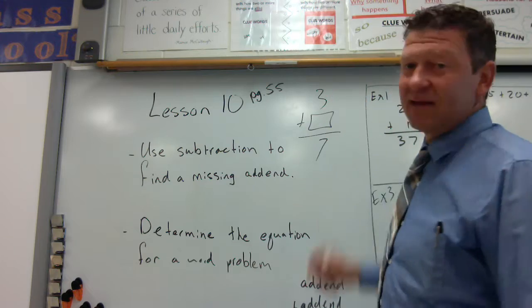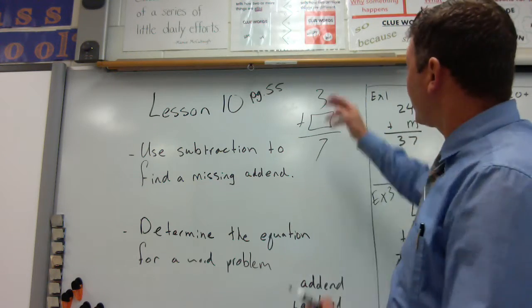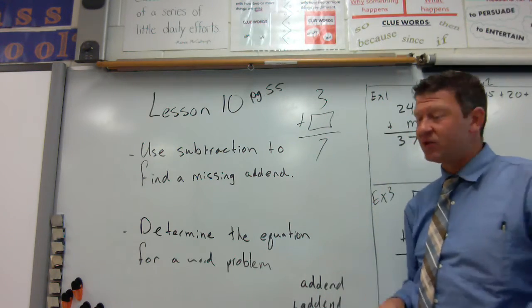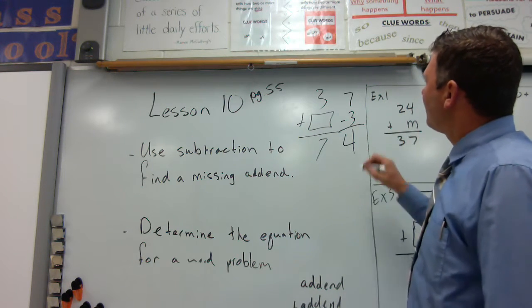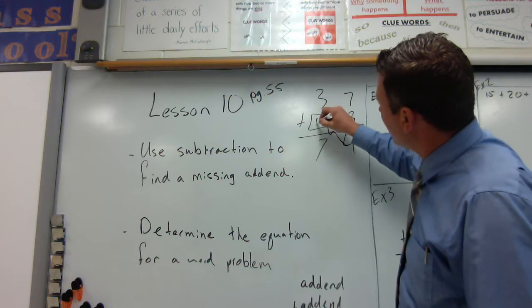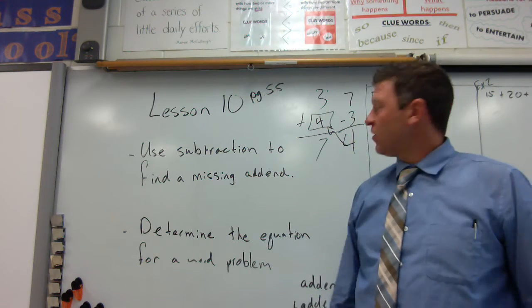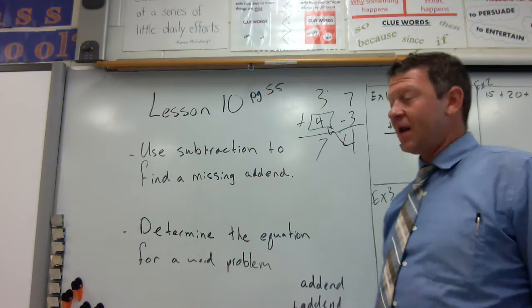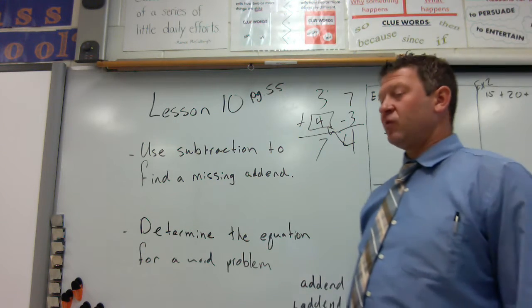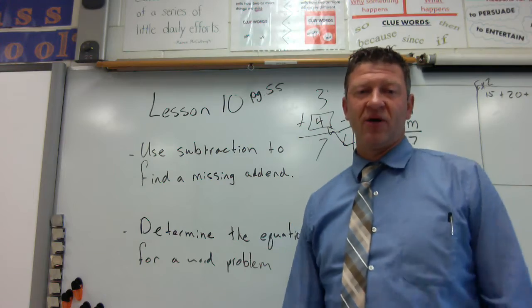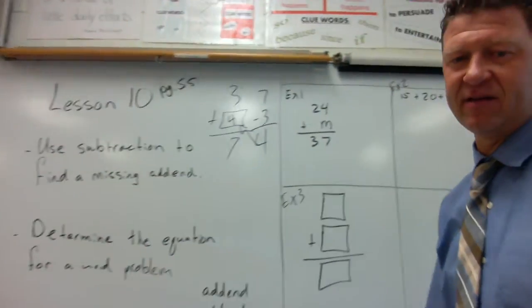And so I have a missing add-in. Hopefully some of you guys say in your brain, 3 plus what number equals 7, but today I'm going to teach you to flip this over and go 7 minus 3 equals 4. And then if we put the 4 in there, 3 plus 4 is 7. So that's how we're going to find the missing add-in. We're also going to determine the equation for a word problem. So which equation would work best for a word problem? That's example 3. We'll look at it in a second.